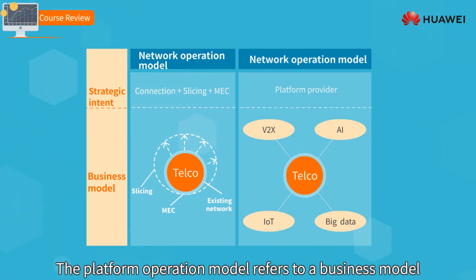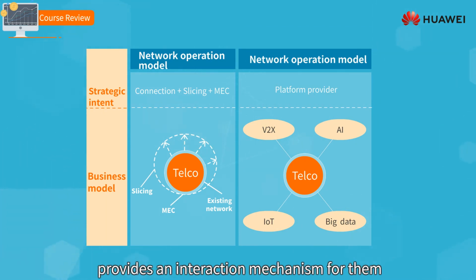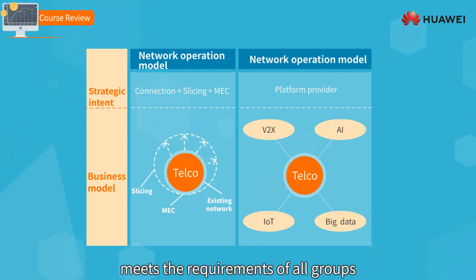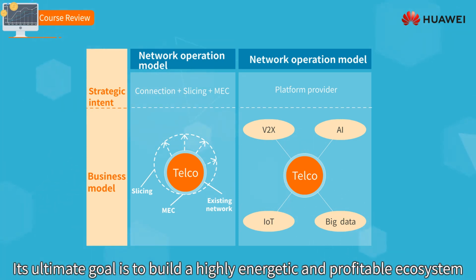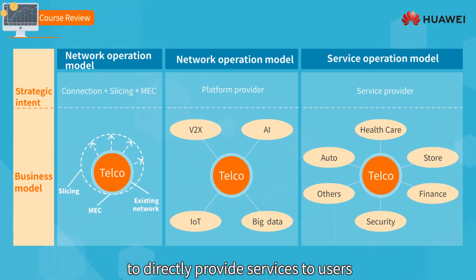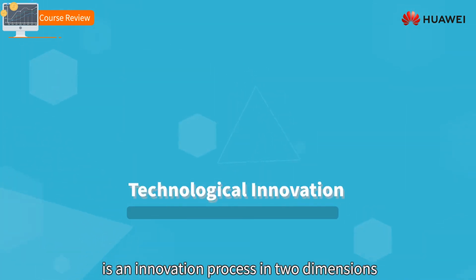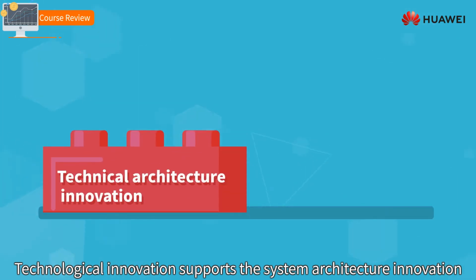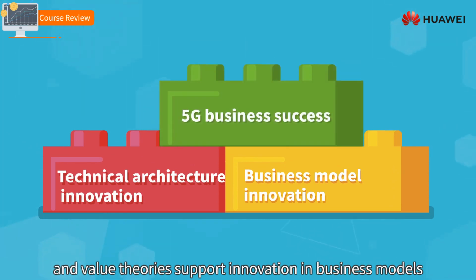slices, and MEC. The platform operation model refers to a business model that connects 2 or more specific groups, provides an interaction mechanism for them, meets the requirements of all groups, and wisely makes profits from them. Its ultimate goal is to build a highly energetic and profitable ecosystem. In the service operation model, operators will streamline the E2E channel of a certain service to directly provide services to users. The development of any industry is an innovation process in 2 dimensions. Technological innovation supports the system architecture innovation, and value theory supports innovation in business models.